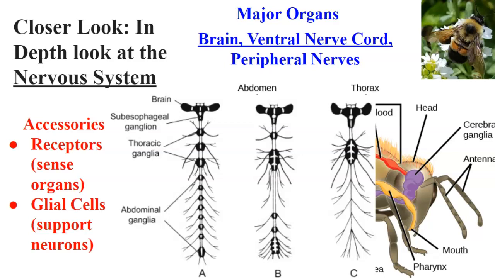When we talk about the nervous system, though, we also would typically include some accessories. And those accessories would be receptors like sense organs. So your ears would be a sense organ that would take in information about sounds that you hear. And then we have receptors and glial cells, which are cells that specifically support neurons. So what's a neuron? Well, a neuron is a nerve cell.